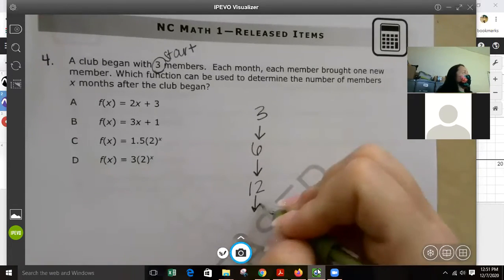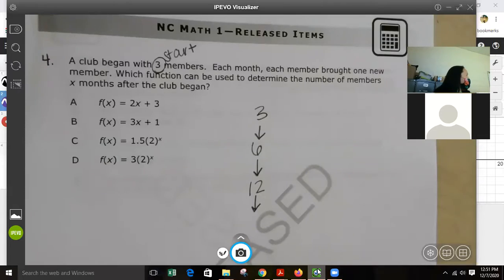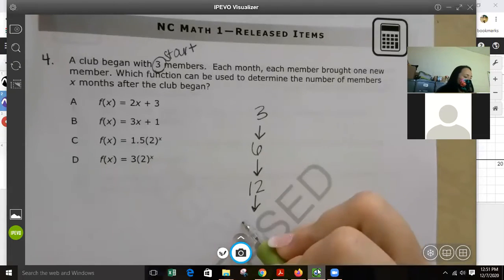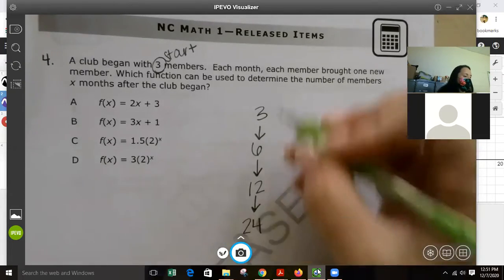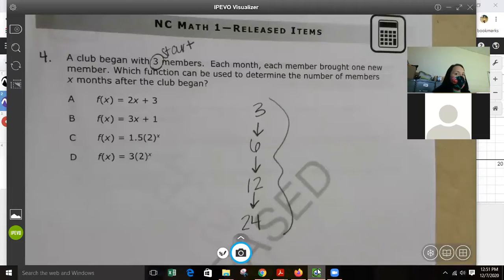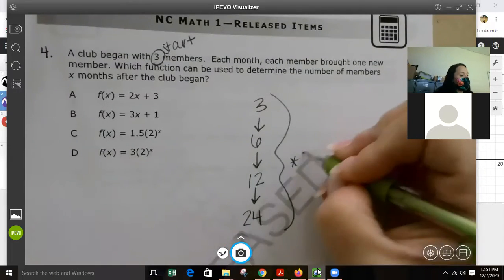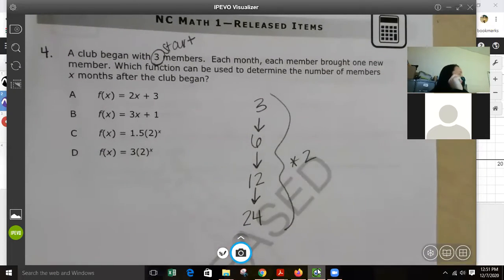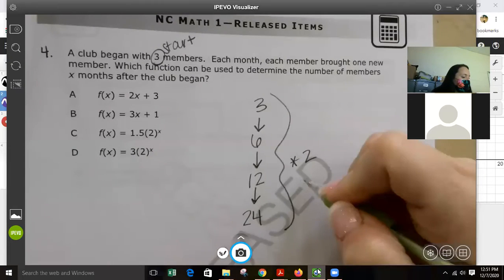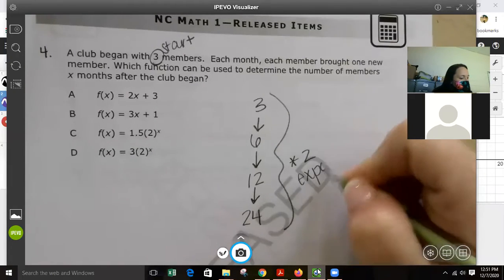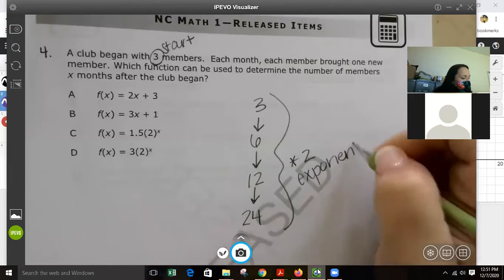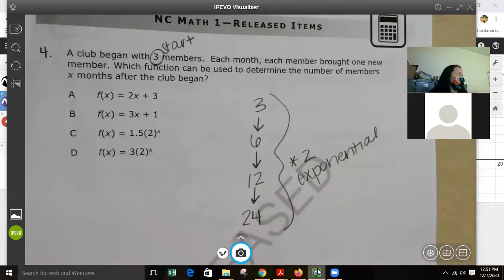If 12 people brought 1 person, how many would there be the next time? What's happening right here? It's doubling or multiplying by 2. That is perfect. If we're multiplying, that's exponential.